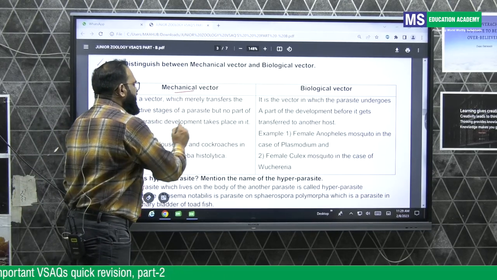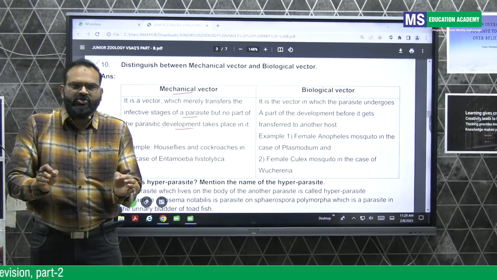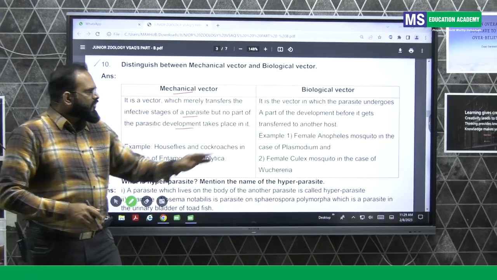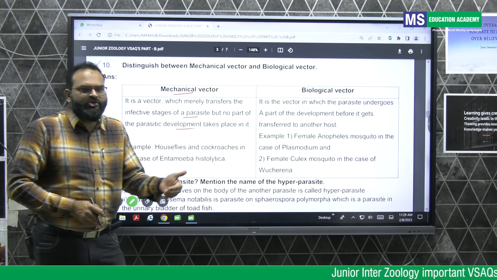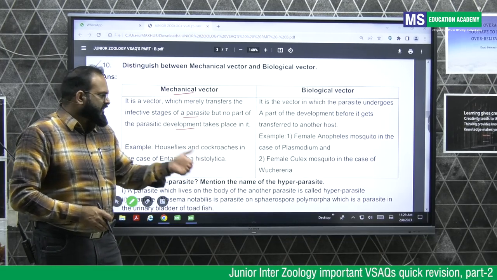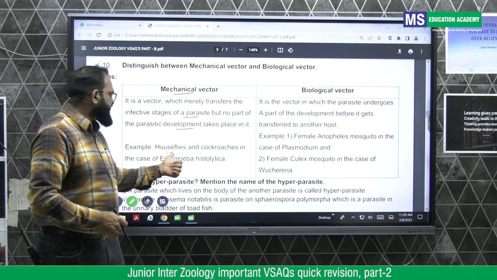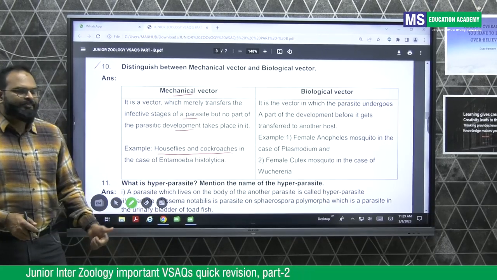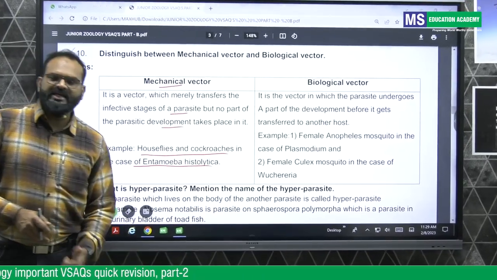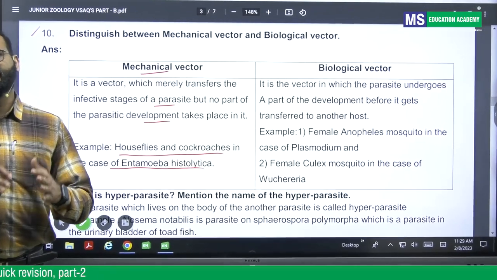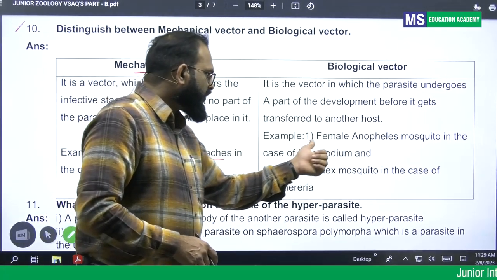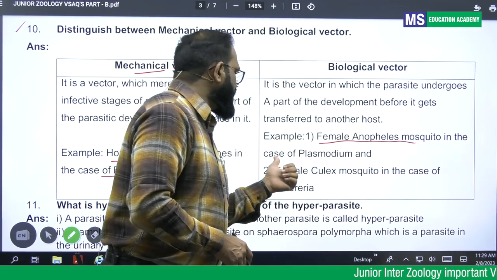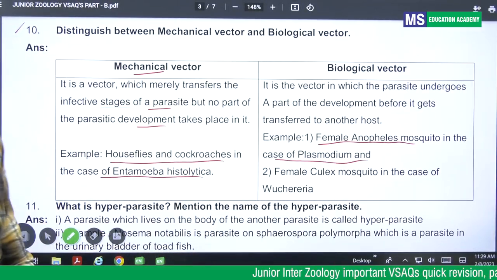In a mechanical vector, the parasite will not show any development. Whereas in a biological vector, the parasite will show some development. Example for mechanical vectors, house flies and cockroaches in the case of Entamoeba histolytica. An example for biological vectors, female Anopheles mosquito in the case of Plasmodium.